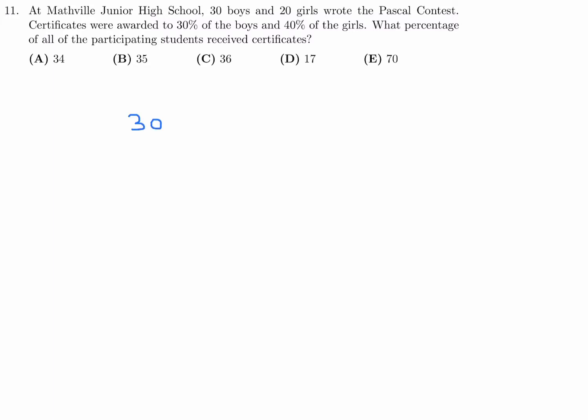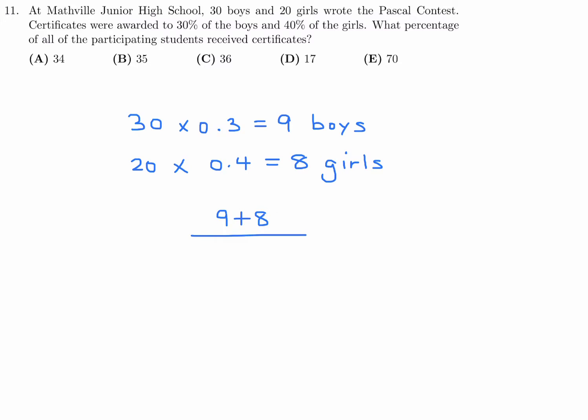30 boys times 30% will give me 9 boys that got a certificate. And then 20 girls times 40% will give me the total number of girls, and that is 8 that got a certificate. So the total number of students that got a certificate was 9 plus 8, and we have to divide that by the total number of students that took the Pascal contest, which is 30 plus 20. So this is 17 over 50, and as a percentage, that is 34%. So number 11, the answer is A.